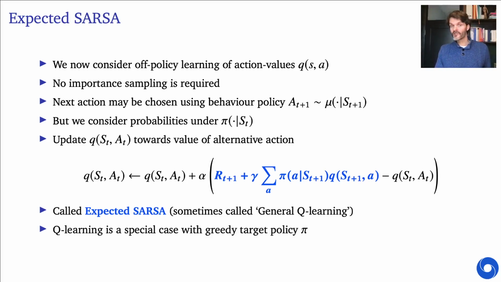Q-learning happens to be a special case, and we can see that by considering pi to be the greedy policy with respect to our action value functions. If that is the case, then this summation over policies will just pick out the max, and we can see this full update becomes exactly Q-learning. So this algorithm is actually a slightly more general version of Q-learning.